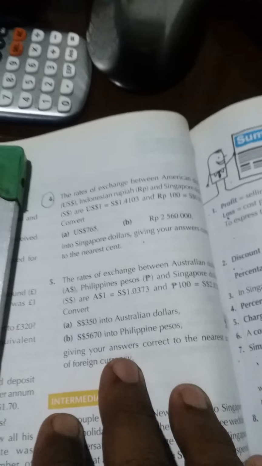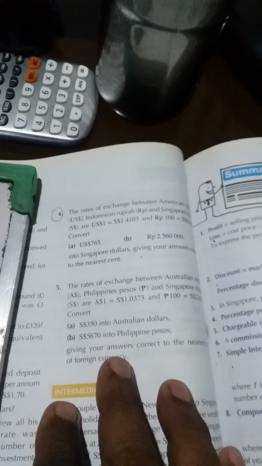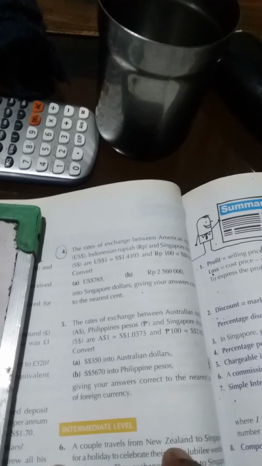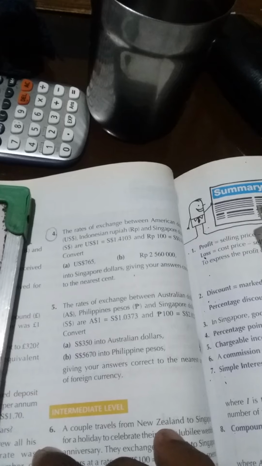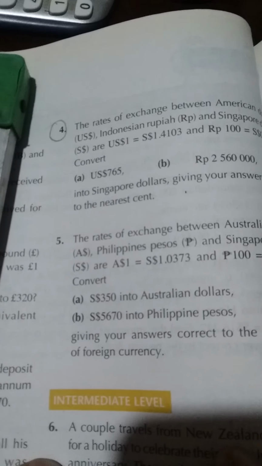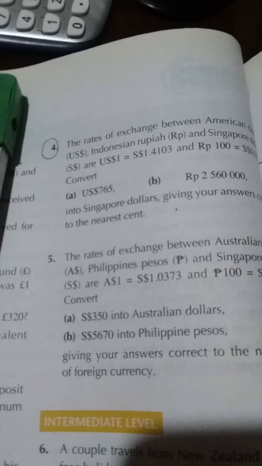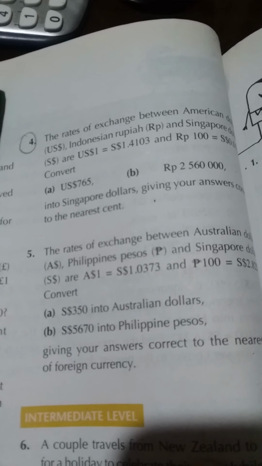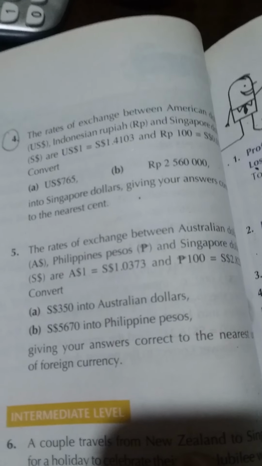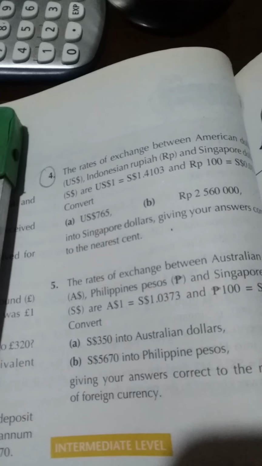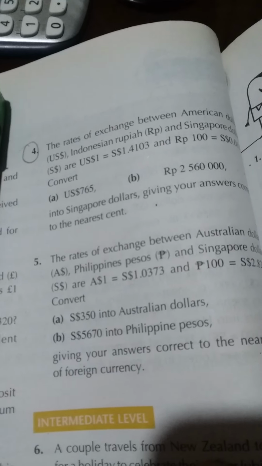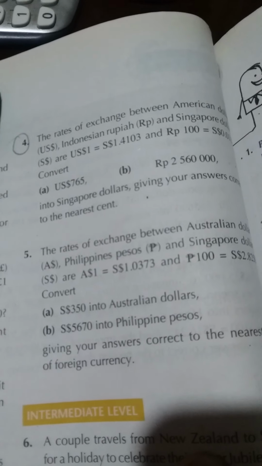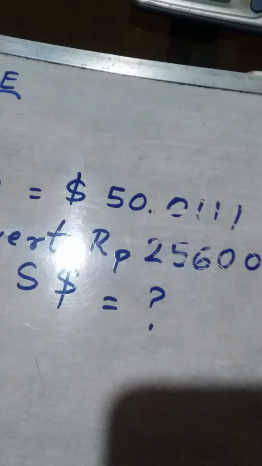Every country has its own currency, and each currency has a different value in the world when we compare it with other currencies. Over here we are comparing the US dollar with the Singaporean dollar, and we are also comparing the Indonesian rupiah with the Singaporean dollar. The rates of exchange are given. There are two rates of exchange given here.